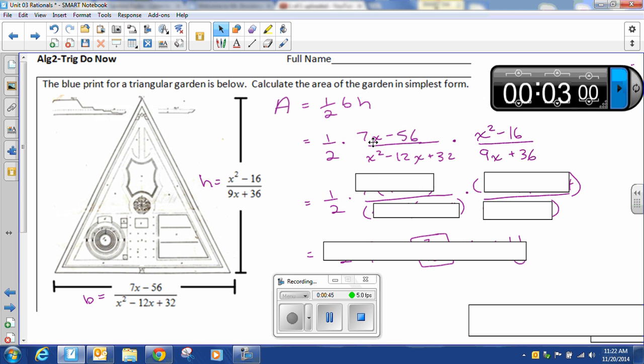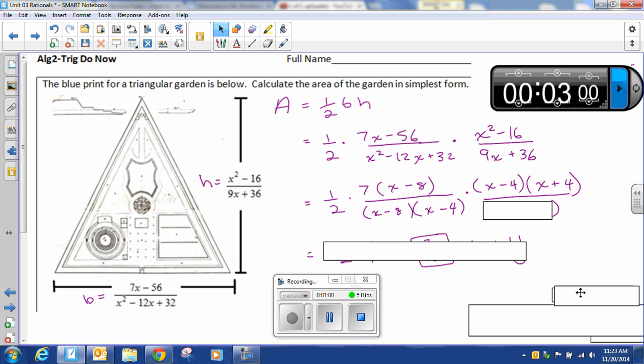We have 7x minus 56 with a GCF of 7. This trinomial can be factored out to two binomials, x minus 8 and x minus 4. X squared minus 16 is x plus 4, x minus 4. And 9x plus 36 can be factored out to 9 times parentheses x plus 4.